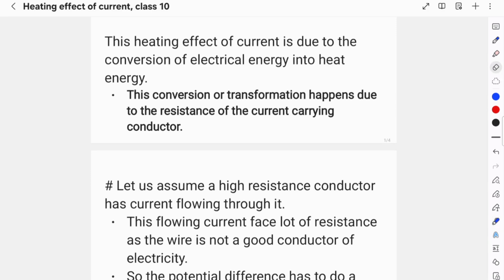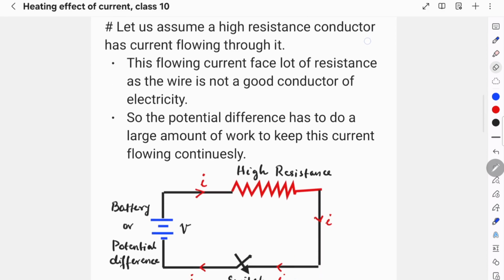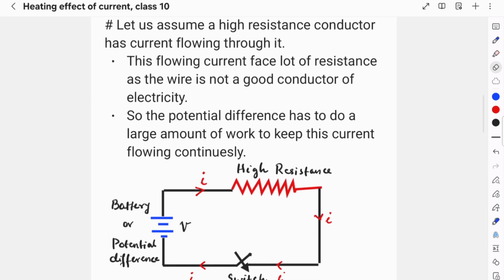Now let us assume a high resistance conductor has a current flowing through it. This flowing current faces a lot of resistance as the wire is not a good conductor of electricity. It has a high resistance value. So what happens? The potential difference has to do a large amount of work to keep this current flowing continuously.